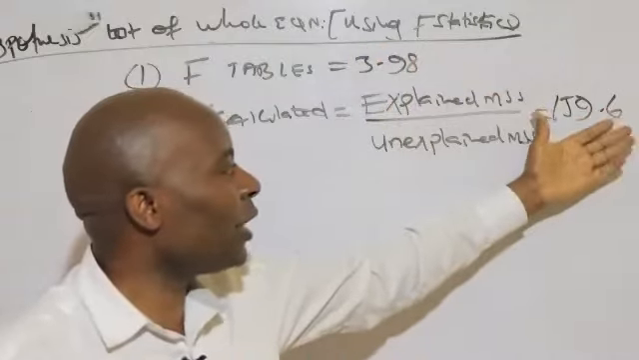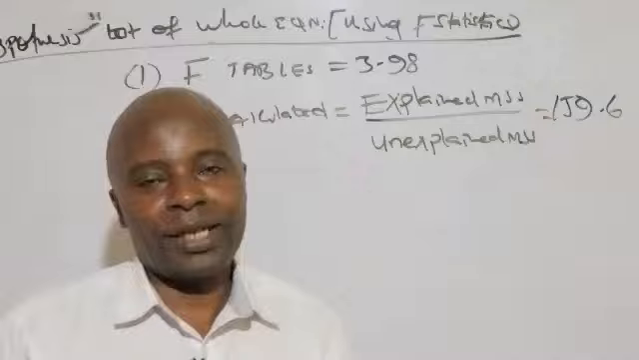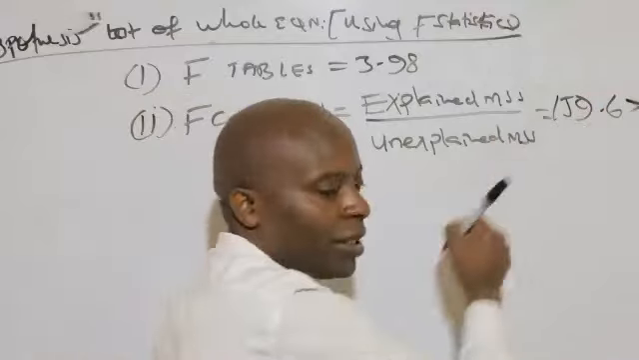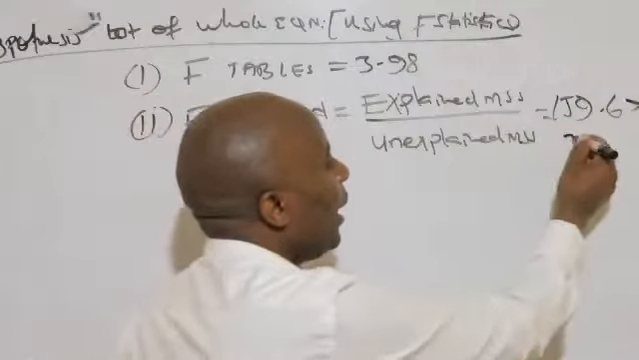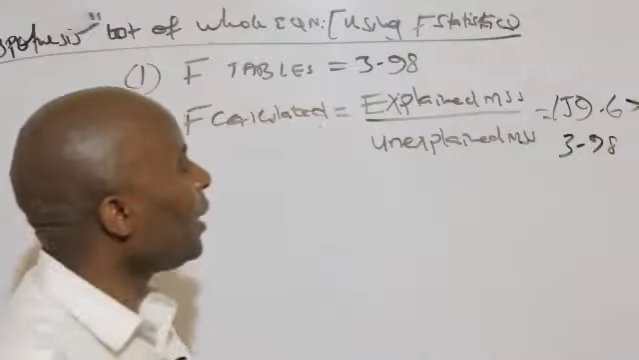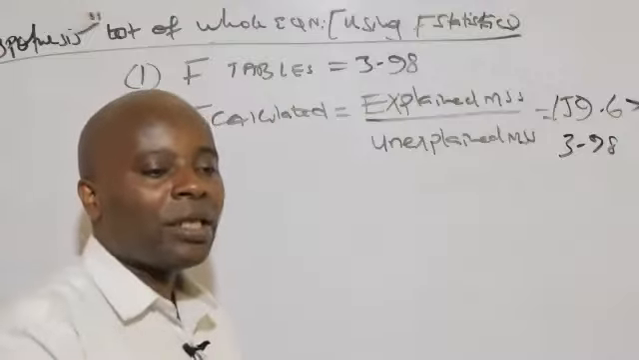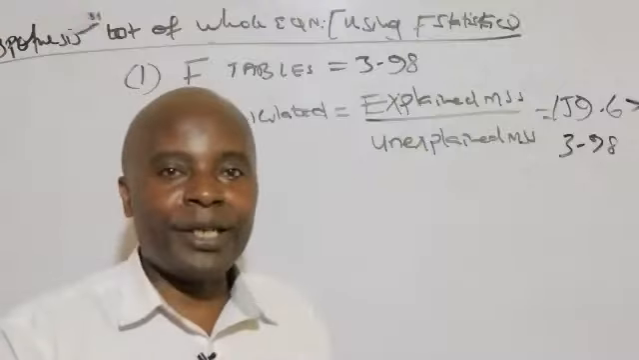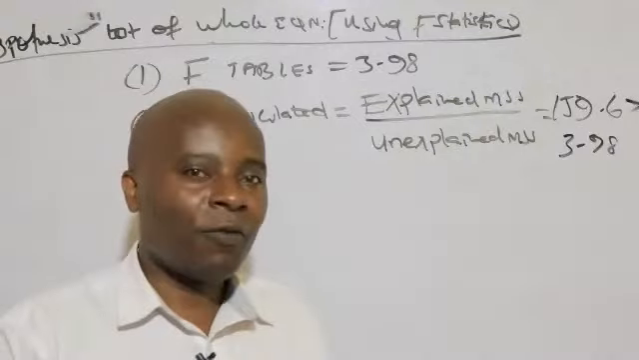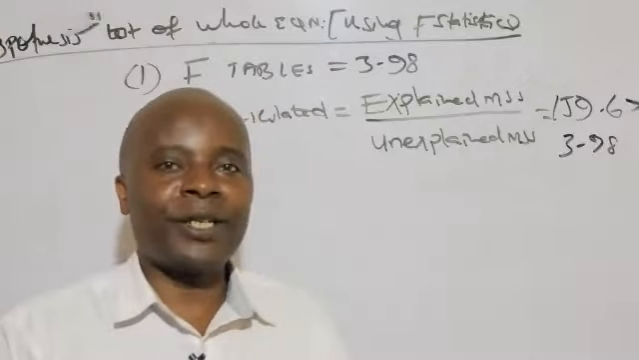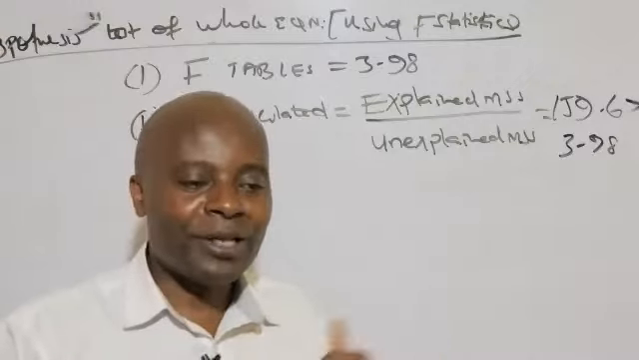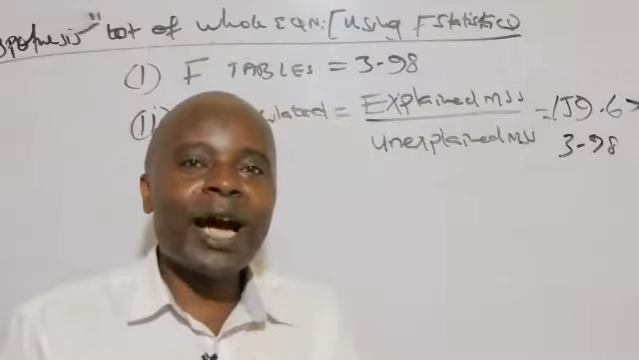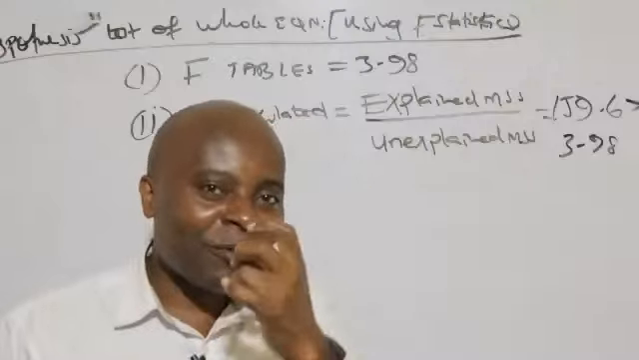This is like Goliath. It's so big. So it is significant. Since this is more than 3.98, ladies and gentlemen, the model is significant. The model is significant for purposes of what here? Prediction. The model is very good. Overall, generally, the model is good apart from the constant, which failed our test.